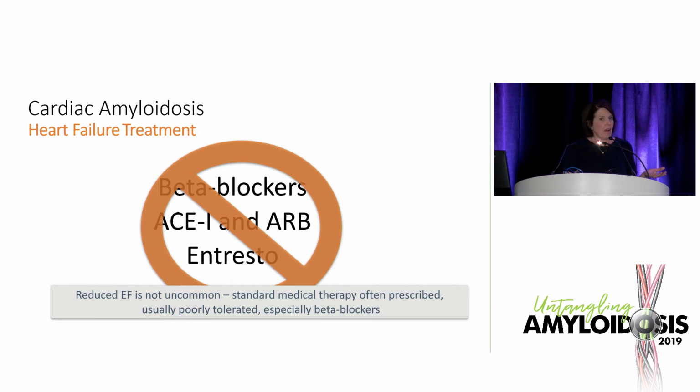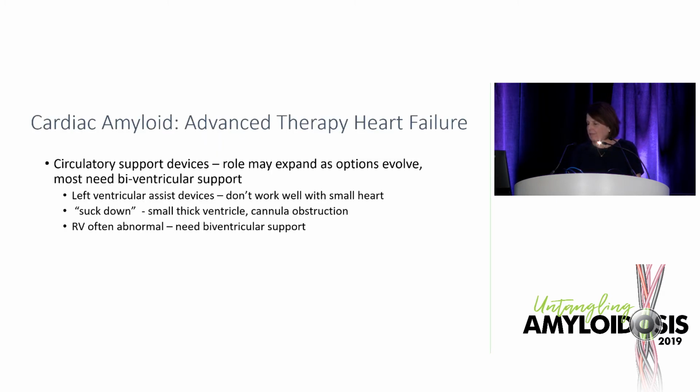You do not uncommonly face patients with cardiac amyloid who have reduced ejection fraction, both AL and TTR. But again, the reverse remodeling that beta blockers and ACE-ARB inhibitors are so beneficial for in other types of heart failure really doesn't apply to patients with an infiltrative cardiomyopathy, and especially beta blockers, particularly Coreg, because it has alpha blocking characteristics, is particularly difficult.